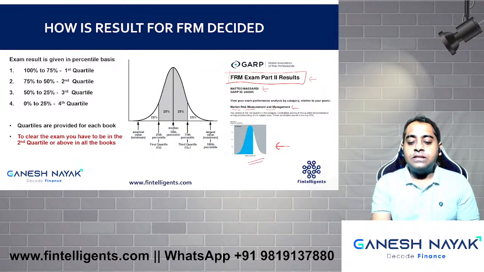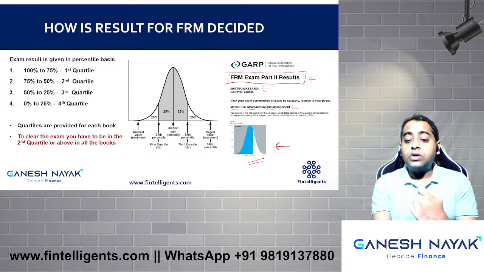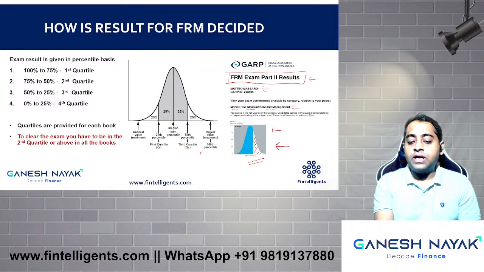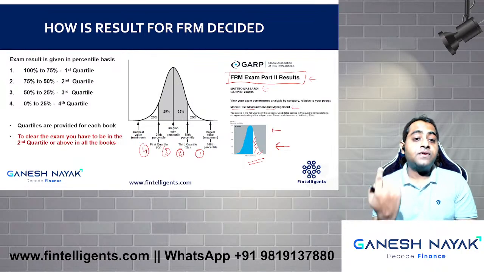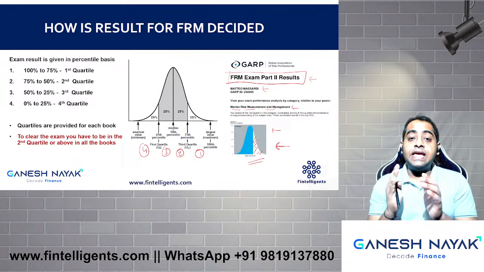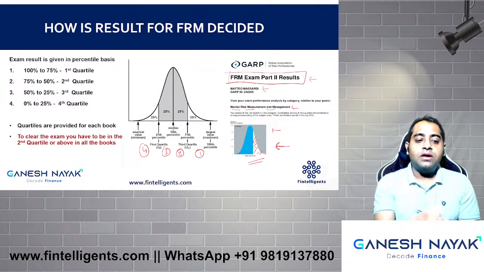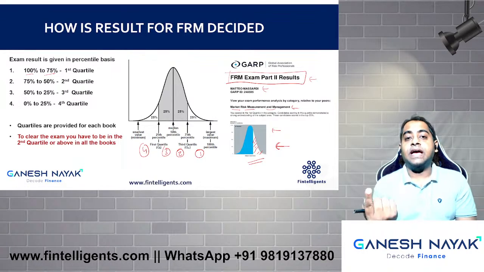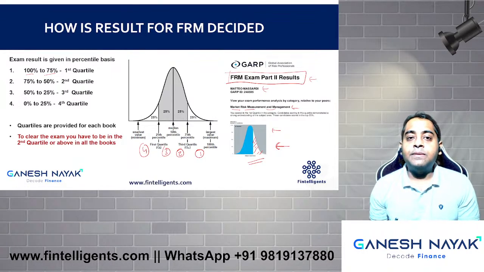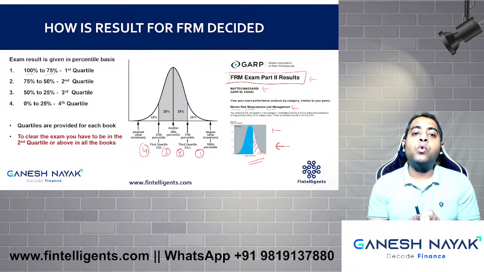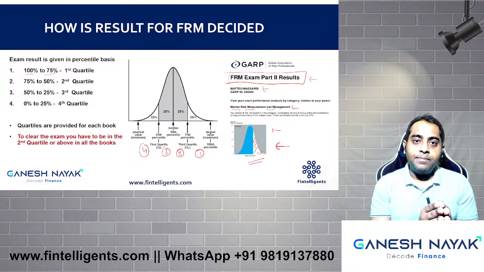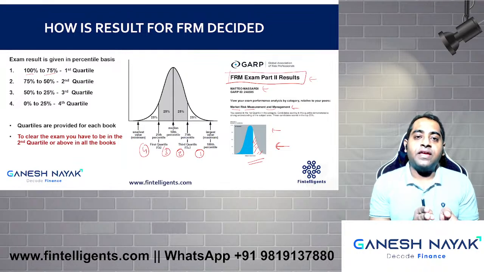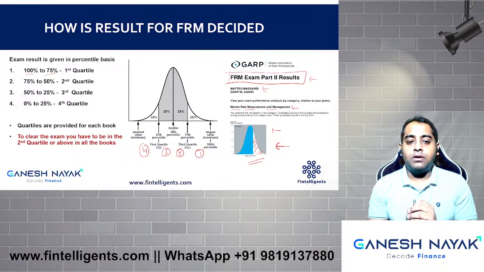Okay, now in the result for book 1, which was market risk, what is effectively happening? This student has got first quartile. So can you see he got first quartile? Okay, first quartile is over here, second quartile, third quartile, fourth quartile. So when you're getting first quartile, it essentially means that in that book, you were between 100 to 75 percentile, not percentage. Okay, that means if there were 100 people who had appeared for that book in the exam, you are in the top 25 students in that book.